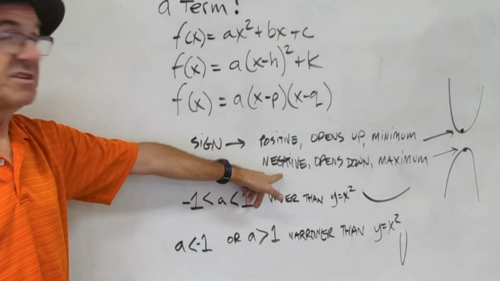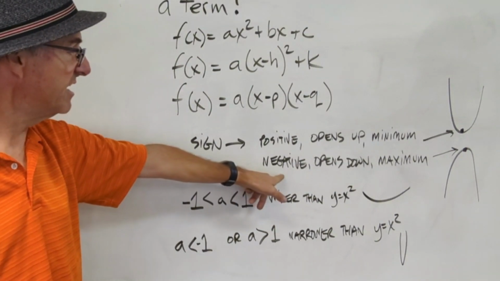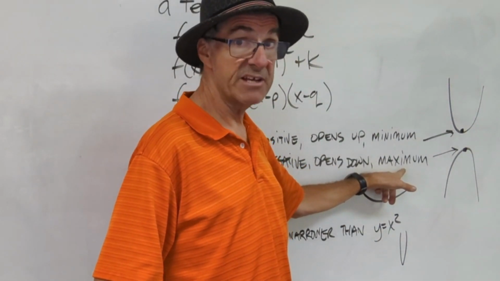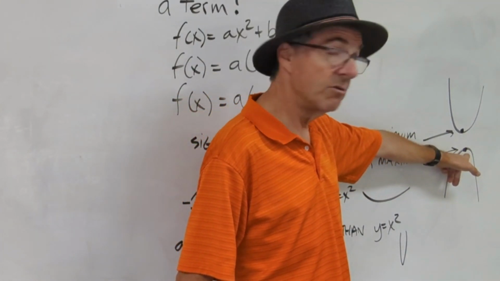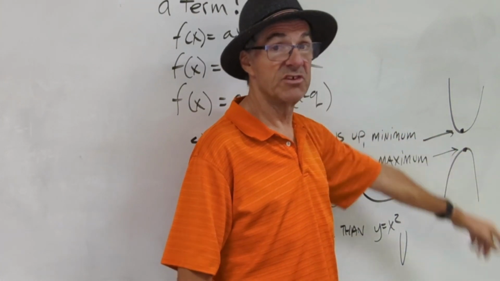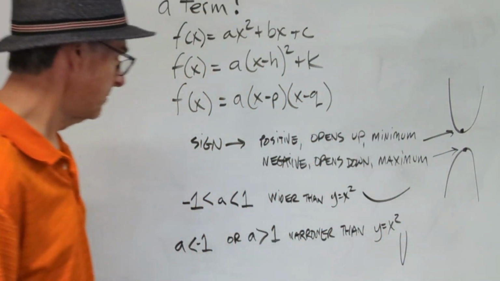Alternatively, if the sign of the A term is negative, that means the parabola opens downward and the vertex represents a maximum, which shows up here. That would be our vertex. The y value doesn't get any higher than that, so that represents a maximum.